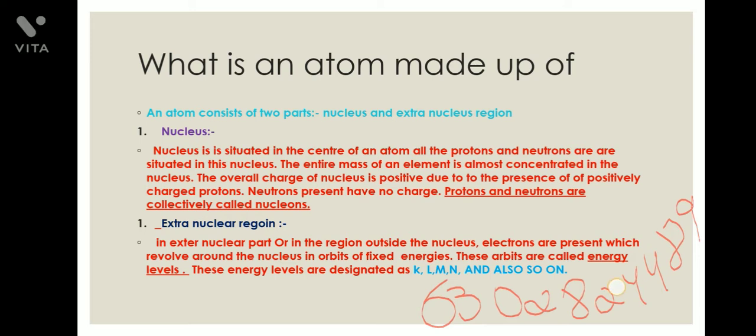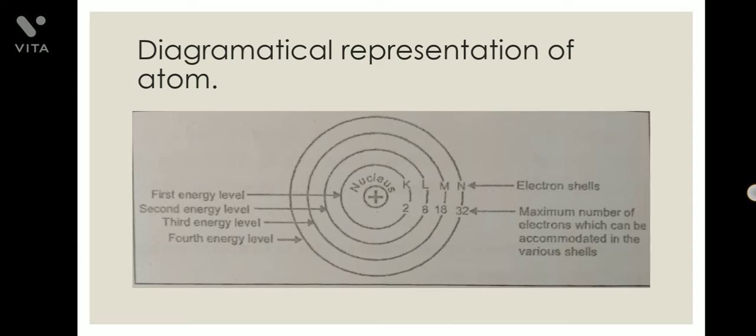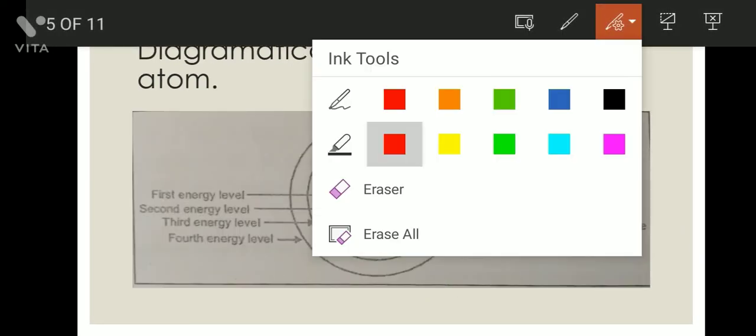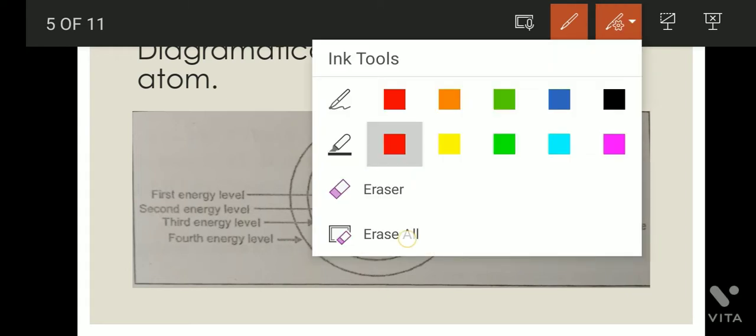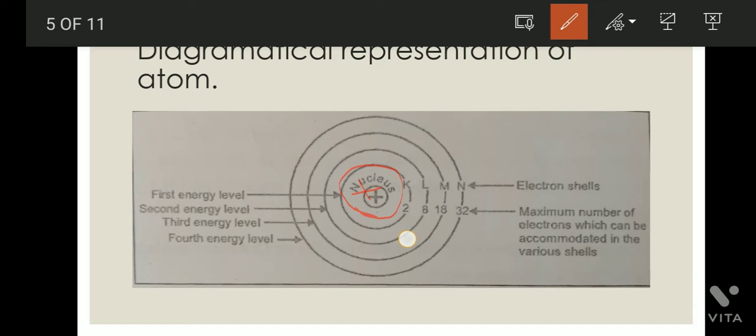Next, the diagrammatical representation of an atom. This is how you should learn it: K, L, M, N. This is the diagrammatical representation of an atom. This is the nucleus part where the protons and neutrons are found, and here are the first energy level, second energy level, third energy level, fourth level. There are so many shells, like 7 or 8, I don't know exactly. K, L, M, N are nothing but these shells.